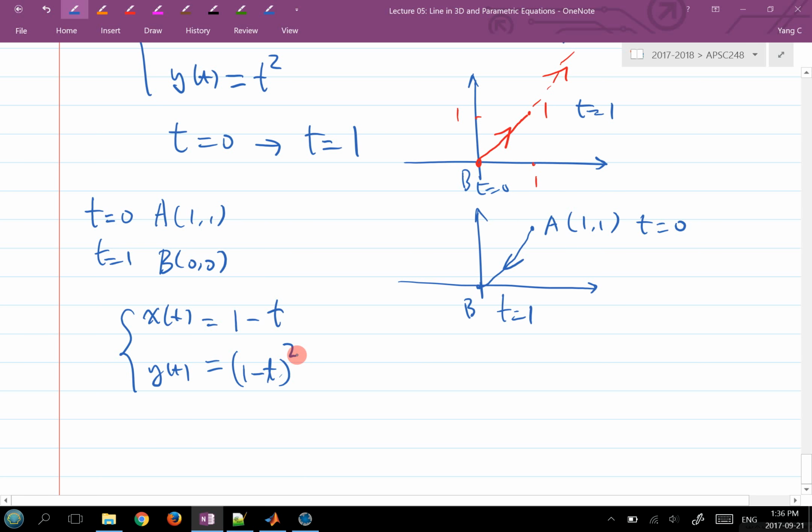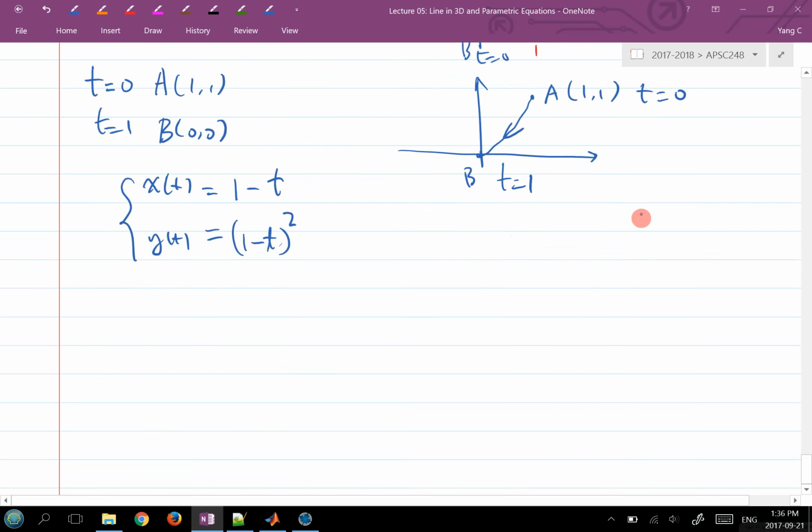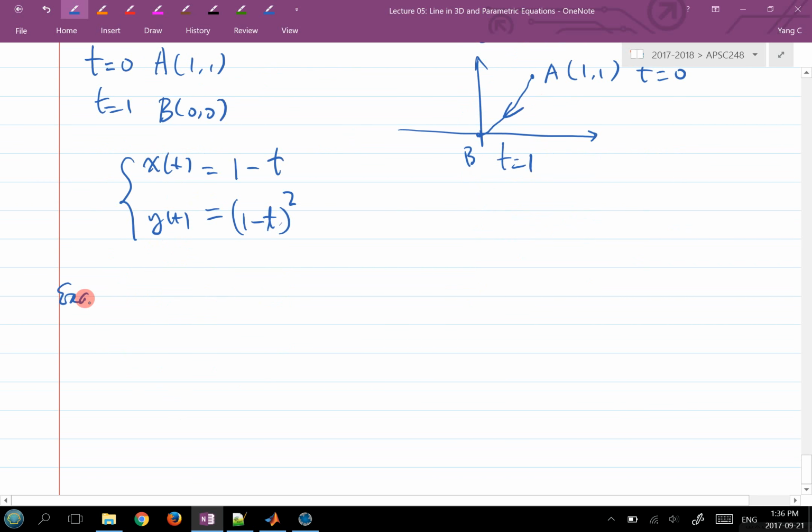This is particularly true for maybe a few lectures down the road when we learn integrations along certain curves or along the trajectory, okay? The direction matters in that case. Okay, so a couple more examples. Okay, so let's see here.